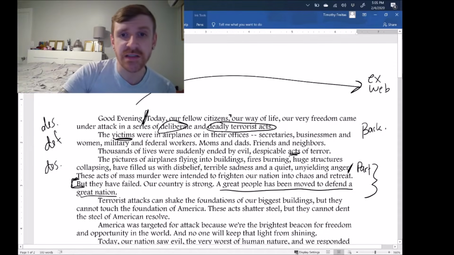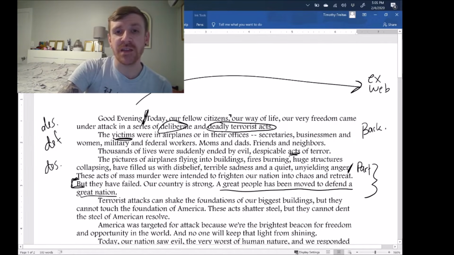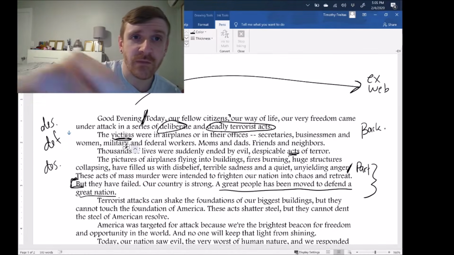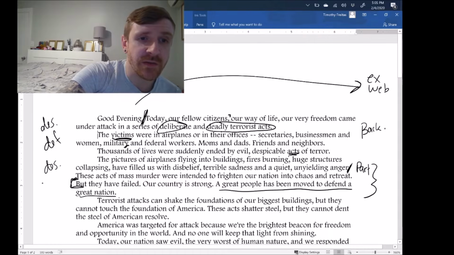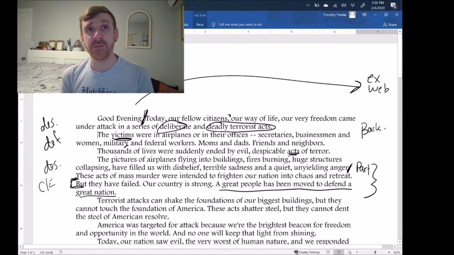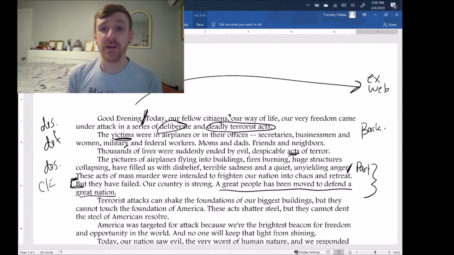On top of that, we see some cause and effect listed right here. So what was the cause, and then what was the effect? And it wasn't the intended effect as well. So that is something that we should highlight with our kids. So we see a little bit of cause and effect. Okay, the cause was this terrible tragedy, but the effect was that we've been moved to defend a great nation.